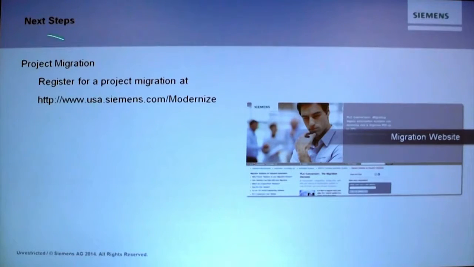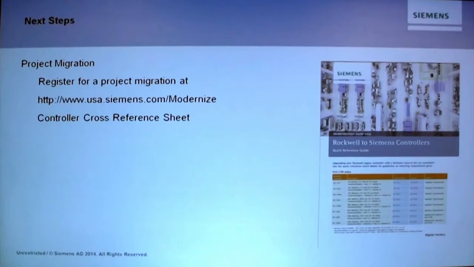Project migration aspects: go to the modernization website, click on the links, enter your code, let us convert your code for you. In front of you are these controller cross-reference sheets. This helps you pick: if I have this particular processor, here's what we have done internally, validated, and we'll be able to cross-reference it to, okay?